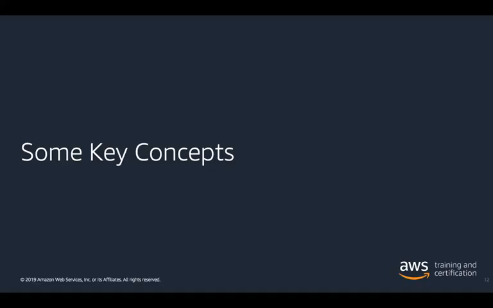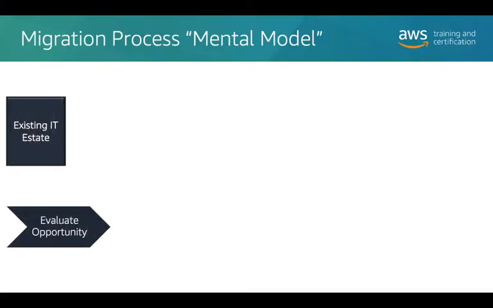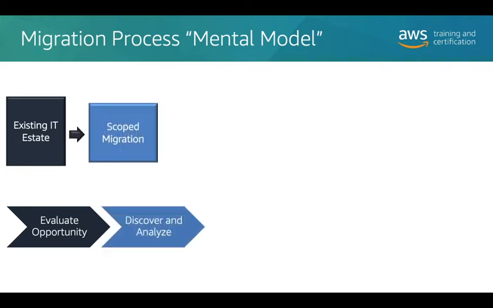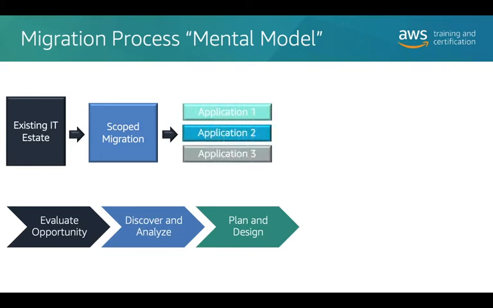So let me just cover some of the key concepts that are covered in this course, one of which is a mental model of how migration looks. Initially, you're looking to evaluate your opportunity, what are the benefits I'm going to get, and assess that in relation to your existing IT estate. Subsequently, you're then looking to scope that migration once you've analyzed and discovered more detailed information about your existing IT infrastructure landscape.